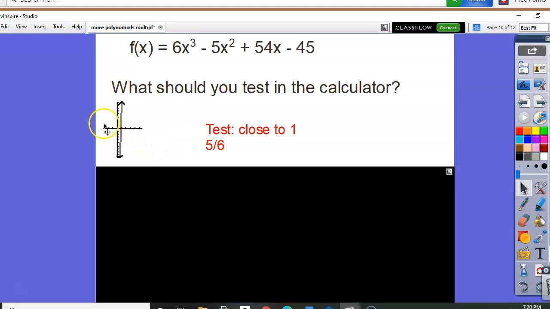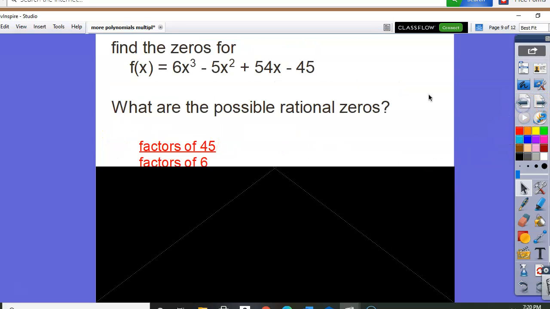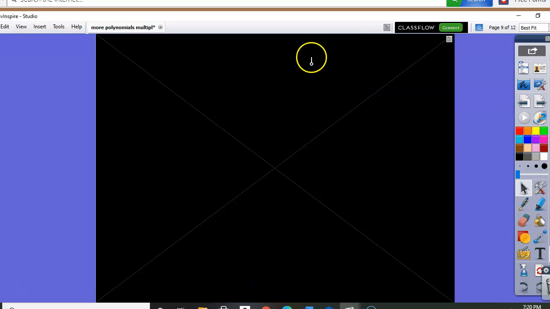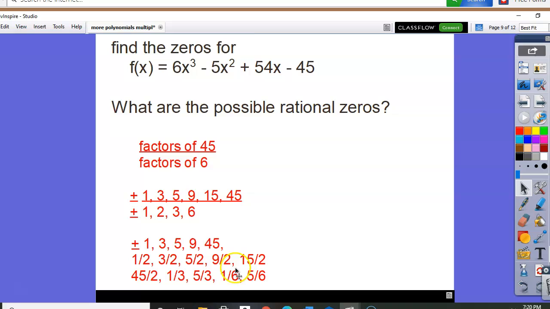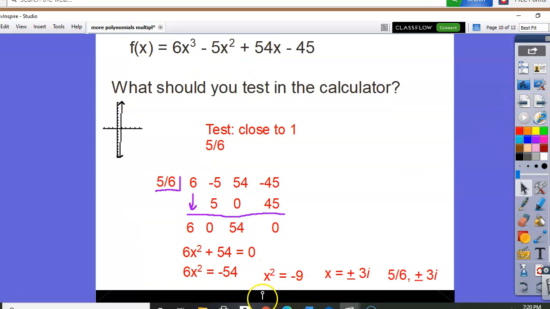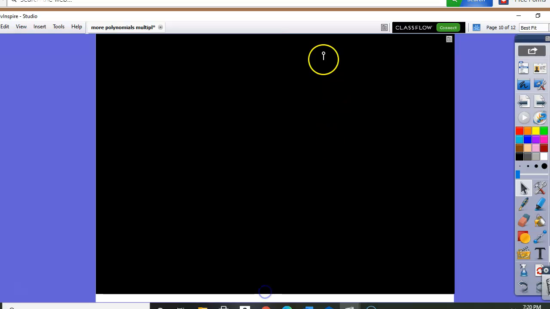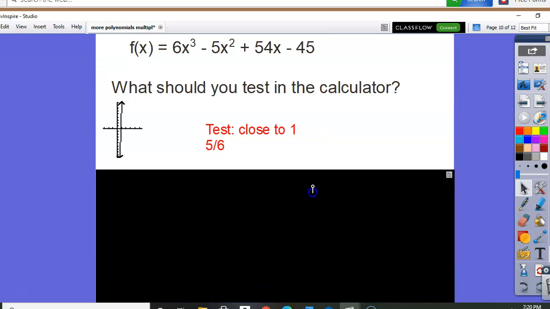Okay, now looking at our x-axis where our zeros are, I see that it crosses really close to 1, but not quite to 1. So looking at all of our values, we want to know which one is really close to 1, but not quite at 1. If you notice, 5 over 6 is really close to 1, but it's not quite 1. So we're going to test 5 over 6 in our calculators.